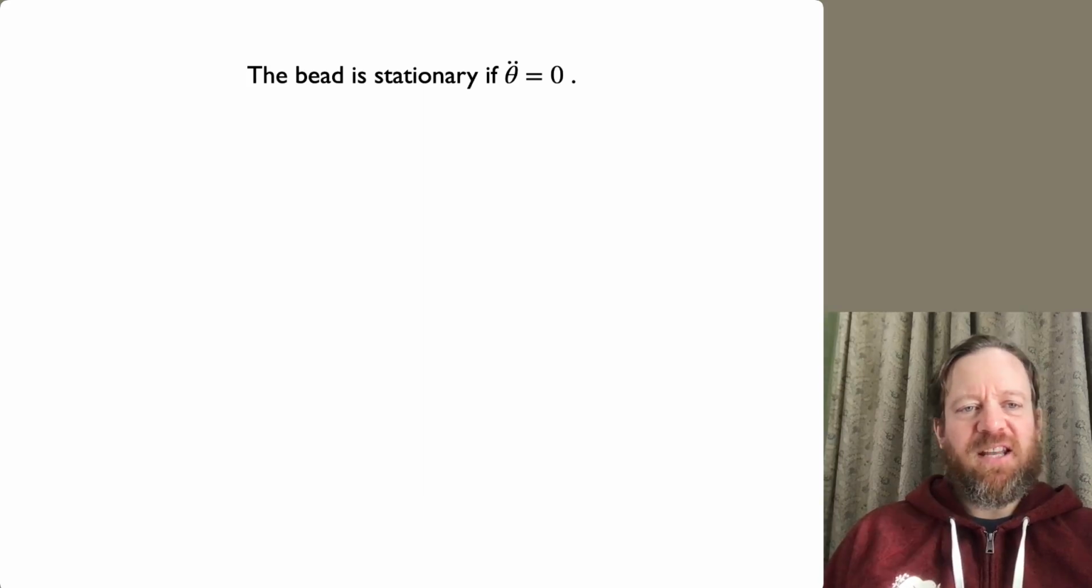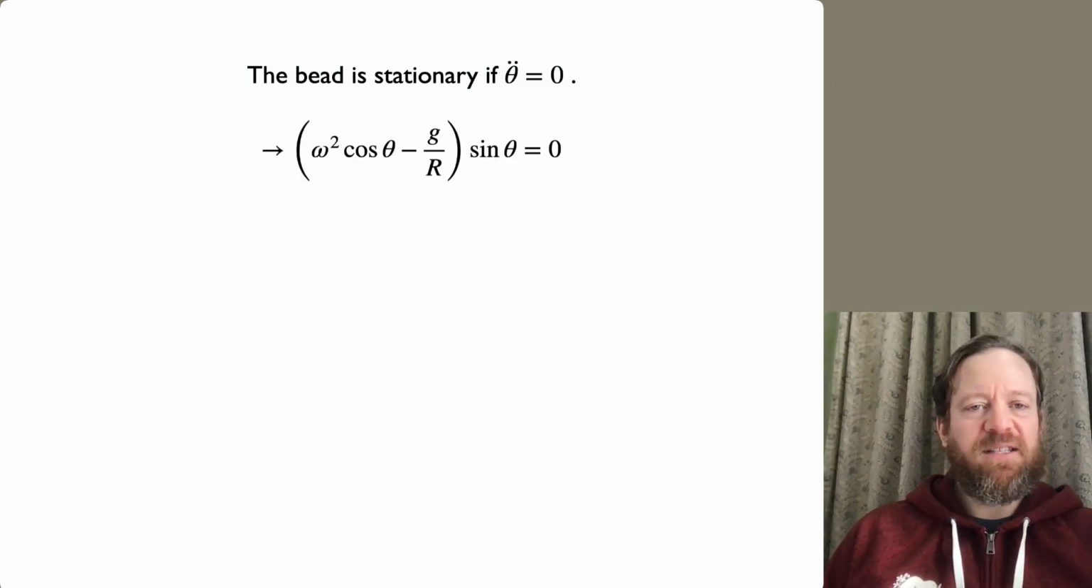Now, if the bead is stationary, then its acceleration must be equal to 0. So we can take our equation of motion on the previous slide and set it equal to 0 for these steady state situations, and that will give us omega squared times the cosine of theta minus g over r times the sine of theta as being equal to 0.